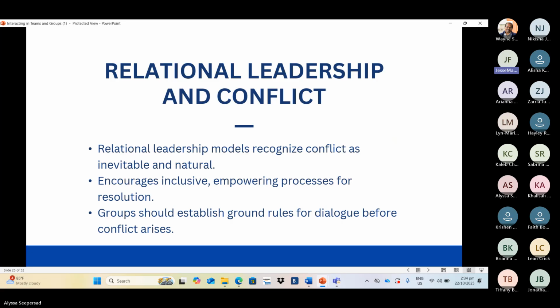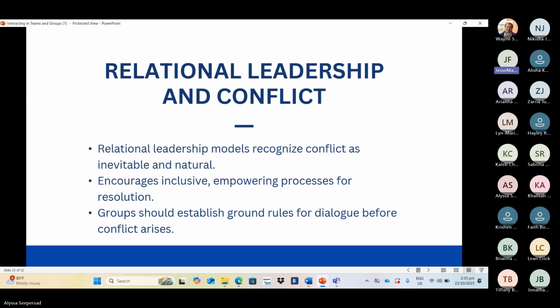Relational leadership and conflict. The relational leadership models recognize conflict as a natural and inevitable process. It encourages inclusive and empowering processes for resolution, as it is expected that when great individuals come together, there's inevitably going to be differences in opinions and strategies. Everybody's going to have their own opinion and they're going to have their own way of wanting to go about doing things.